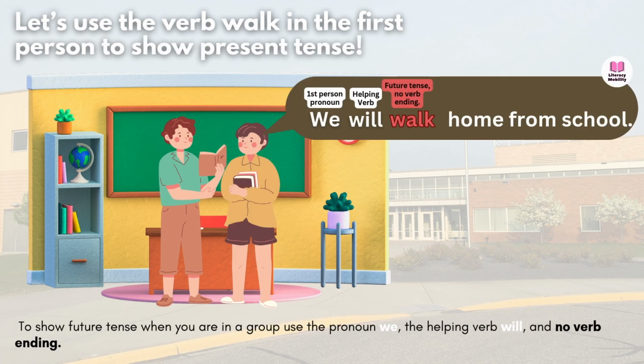Let's use the verb walk in the first person to show future tense again using the pronoun we. We will walk home from school. To show future tense when you're in a group, use the pronoun we, the helping verb will, and no verb ending.